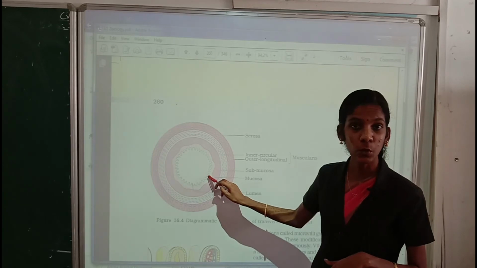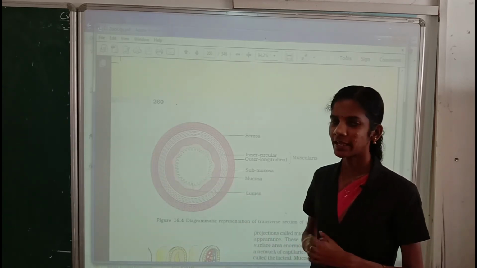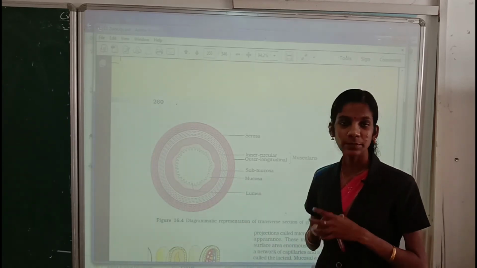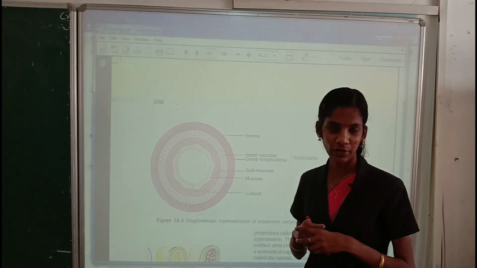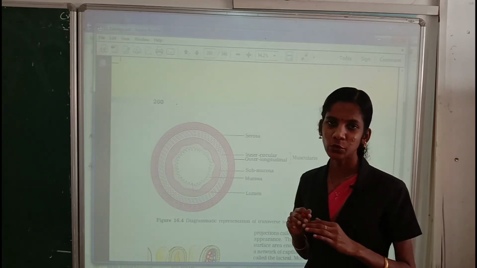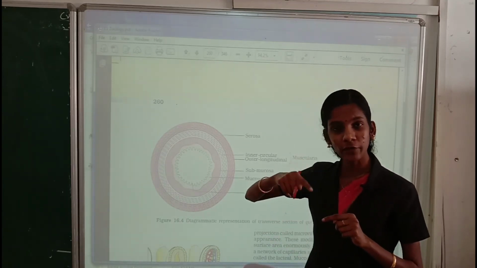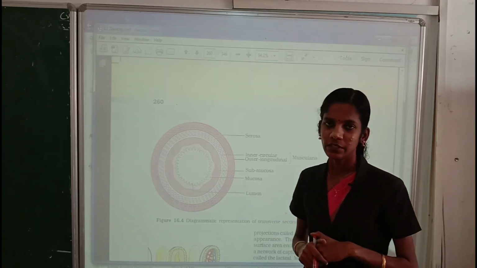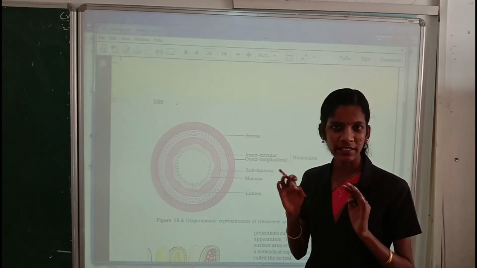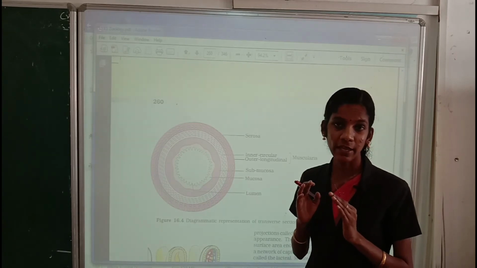Innermost layer is known as mucosal layer. Okay, mucosal layer. What is the peculiarity of the layer? This mucosal layer has some modification in different part of your alimentary canal. For example, in your stomach, this mucosal layer will form certain irregular folds. These irregular folds are known as rugae. Okay, rugae. Actually, these folds can be seen when the stomach is in the empty condition.